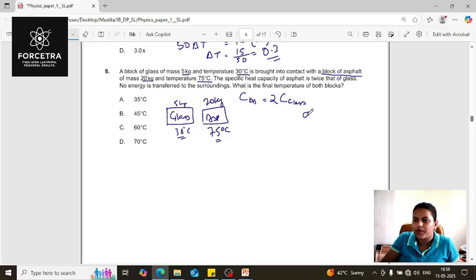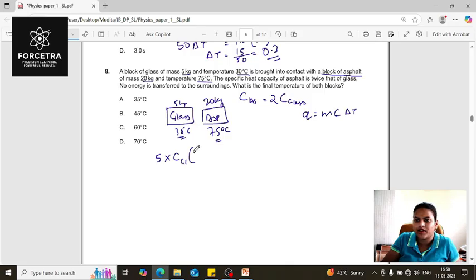I know this formula that Q is equal to mcΔT, where c is the specific heat capacity and ΔT is the temperature change. For the glass, I can write the mass of the glass is 5 kg, into the specific heat capacity of the glass, into the temperature change.